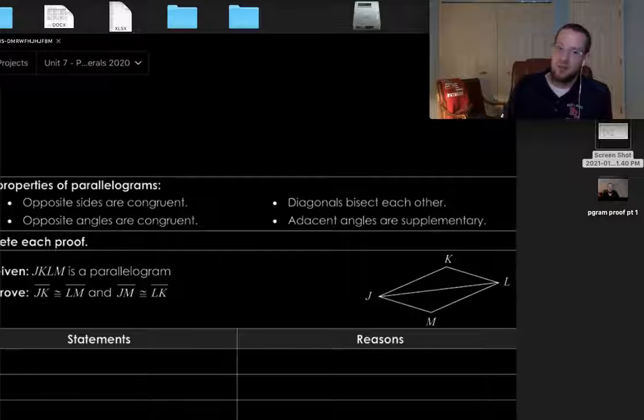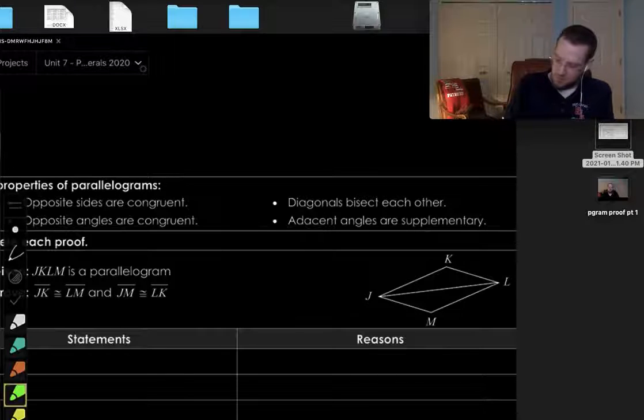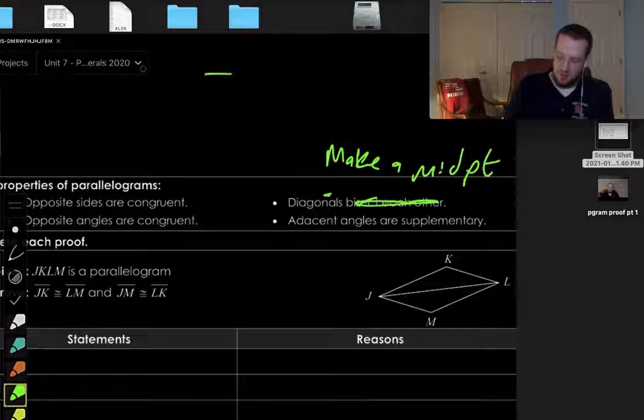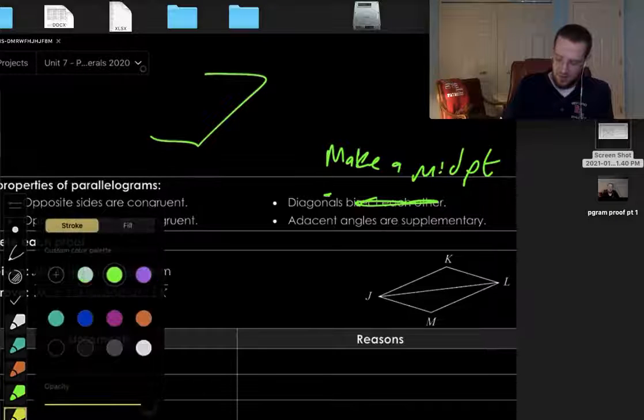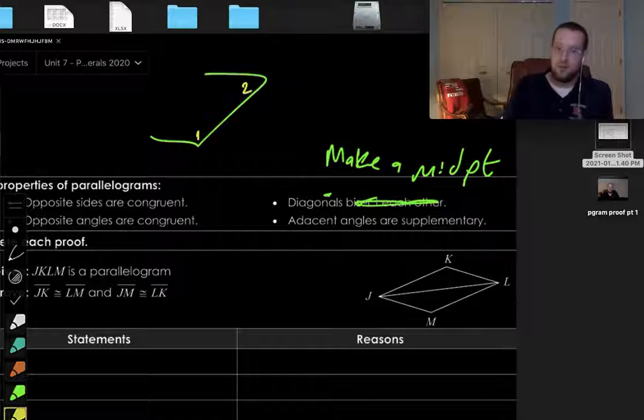Opposite sides are congruent, opposite angles are congruent, diagonals bisect each other. I like to think of this as diagonals make a midpoint. And then the adjacent angles are supplementary. So that's these angles that are beside each other. Angle 1 and angle 2 over here. Those kind of angles beside each other, those are the adjacent angles.